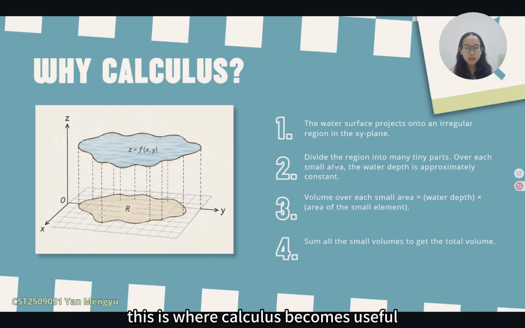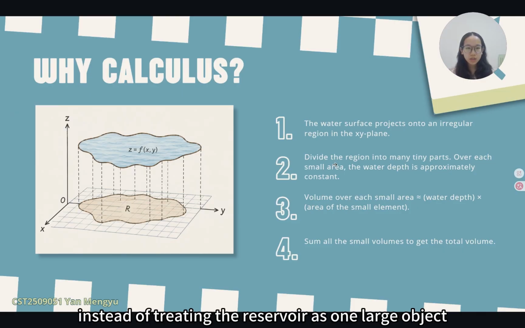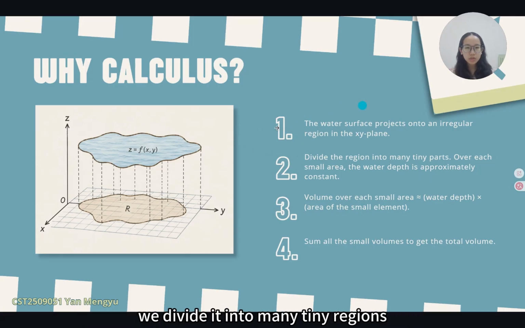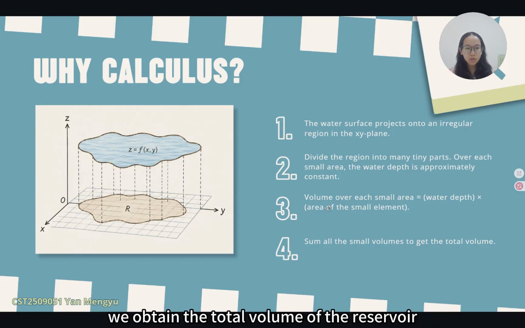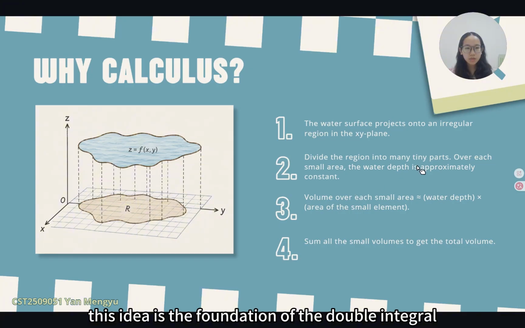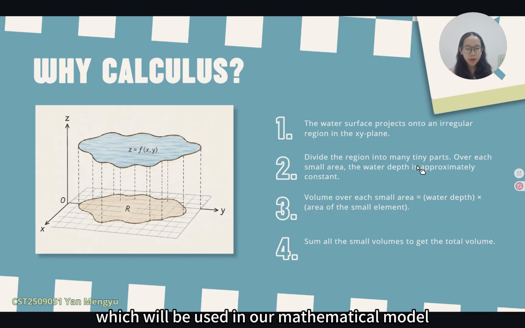This is where calculus becomes useful. Instead of treating the reservoir as one large object, we divide it into many tiny regions. Within each small region, the water depth can be considered approximately constant. The volume of each small part can then be estimated as the water depth multiplied by the small area. Finally, by adding all these small volumes together, we obtain the total volume of the reservoir. This idea is the foundation of the double integral, which will be used in our mathematical model.